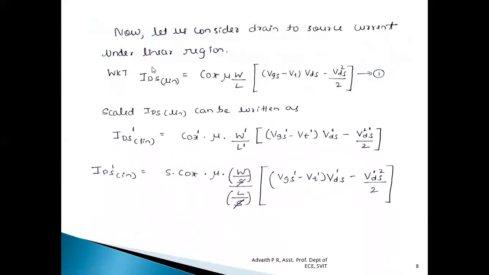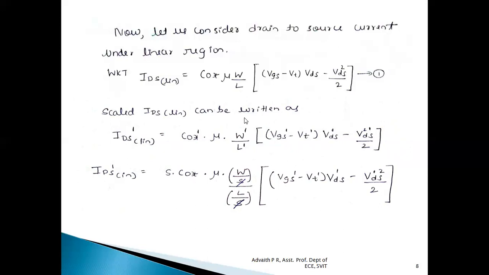Now let us scale this particular drain to source current which is present in the linear region. We can write it as IDS dash linear is equal to COX dash, which is the scaled oxide capacitance, into mu. As I told you previously, we assume that the mobility is not changing, into W dash, which is the scaled width, divided by L dash, which is the scaled length or channel length, into VGS dash minus VT dash into VDS dash minus VDS square dash divided by 2.